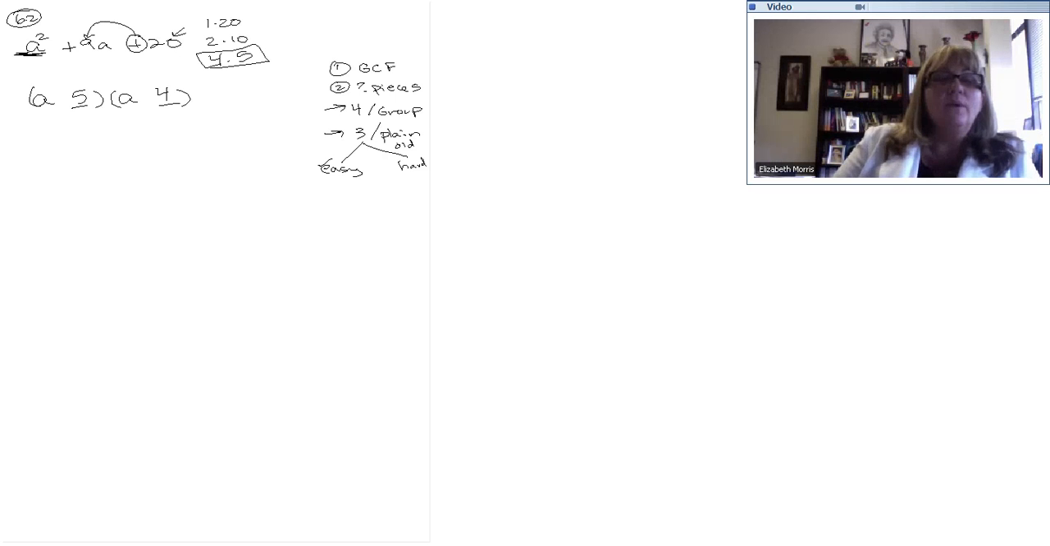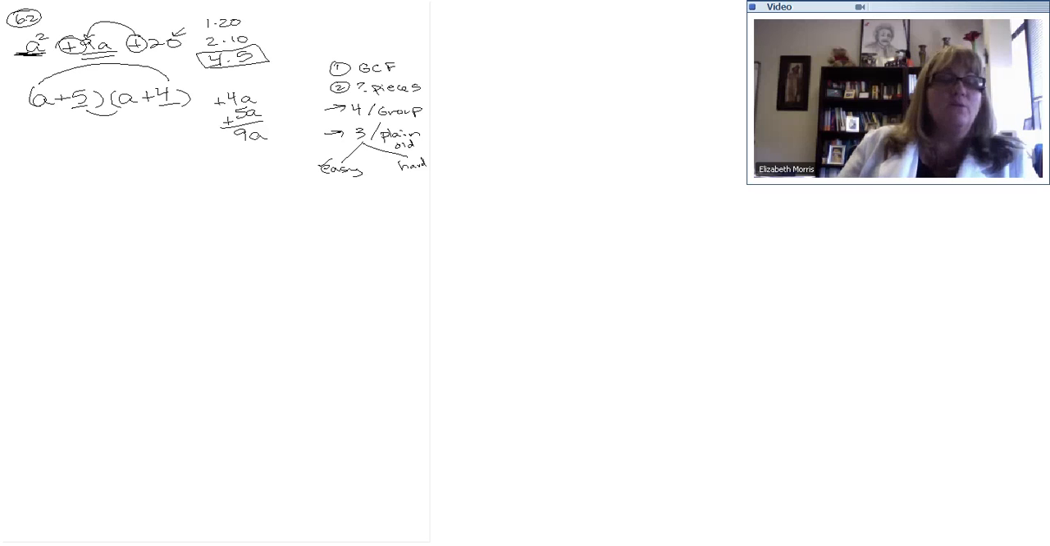Now let's look what we get. When you multiply the outside, you get a 4a. When you multiply the inside, you get a 5a. We need that to add up to 9a. We need it to add up to a positive 9a. So they would both have to be positive.